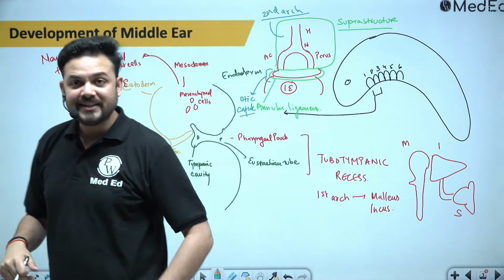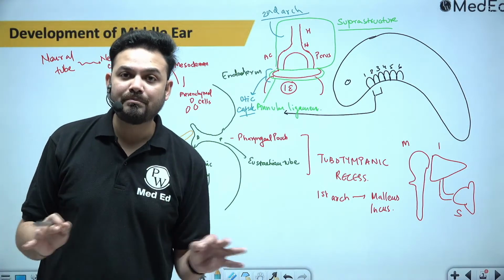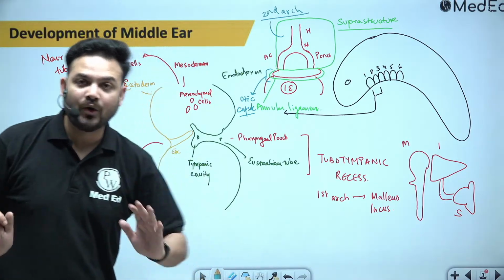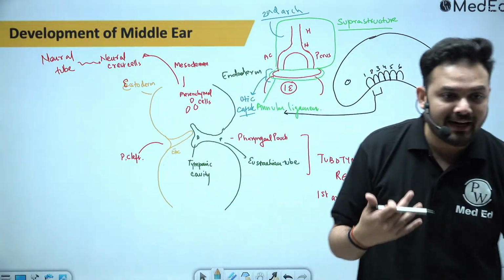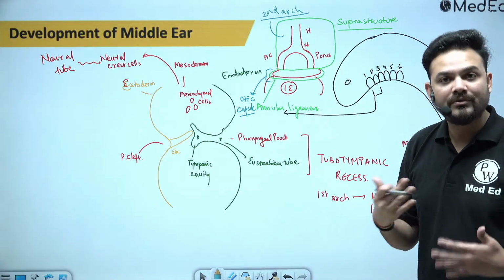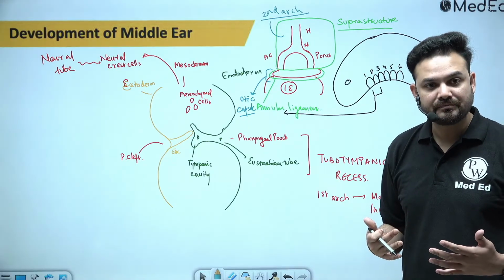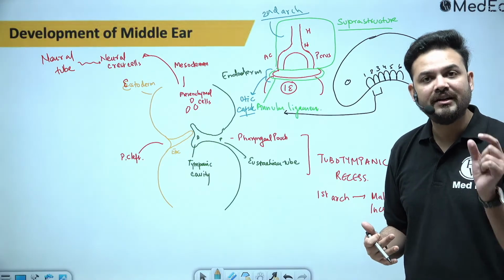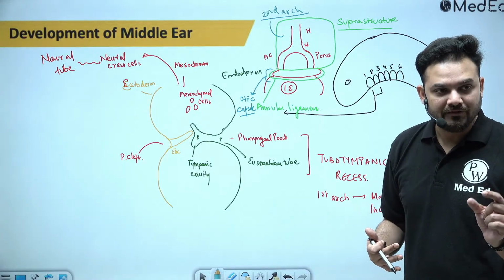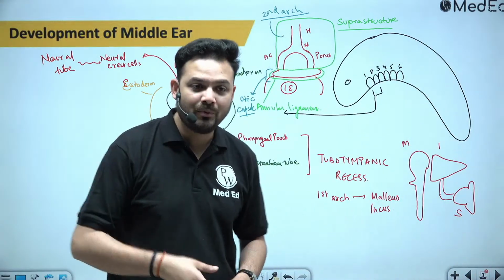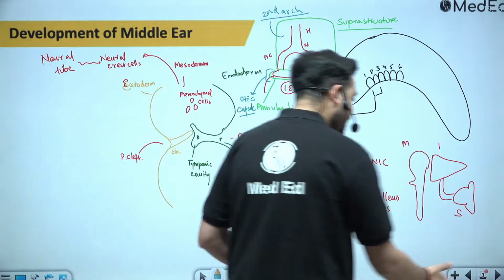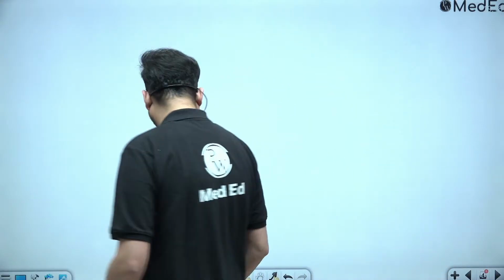Okay, this finishes our development of the middle ear. And I hope you have understood what is developing from which arch, the first arch and the second arch. Many small tiny questions come in this particular segment. Fine. Now we'll go on to understanding a lot of things. And I want you all to memorize and imagine at the same time.